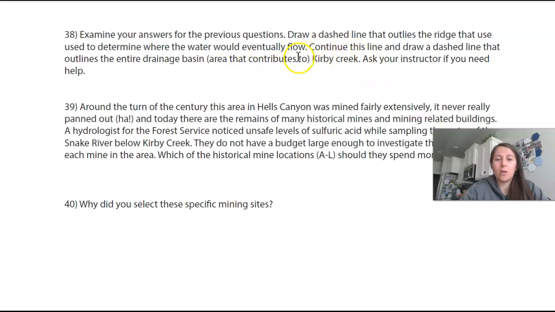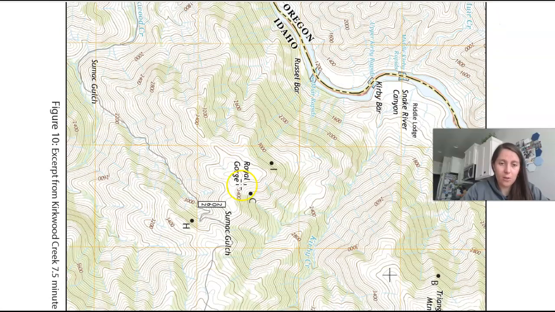So I'm drawing the drainage basin for Kirby Creek, not for Corral Creek or for Mirkwood Creek or for Muir Creek, just for Kirby Creek. So again, because it's a little complicated, I'll do it. And based on the drawing that I come up with, you can answer the other two questions. So let's go ahead and do that.